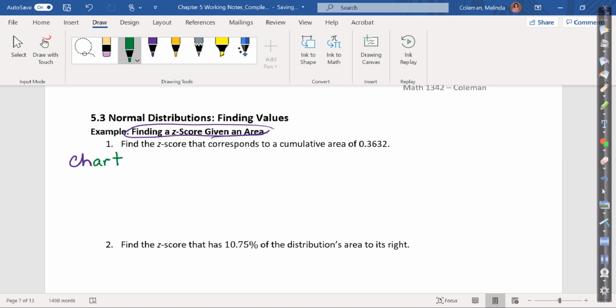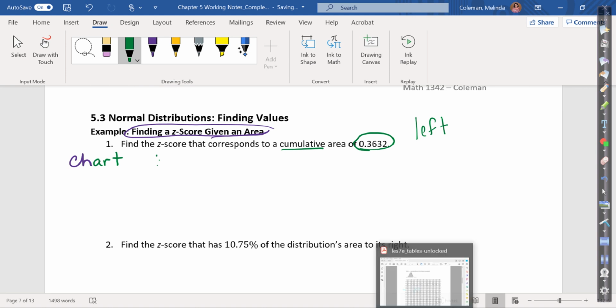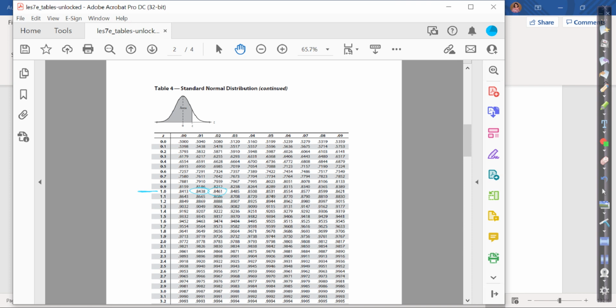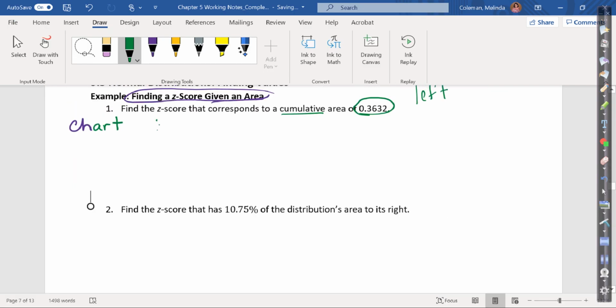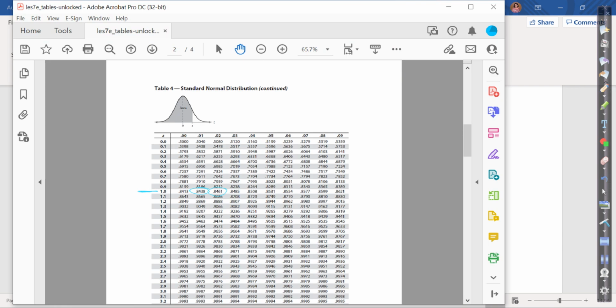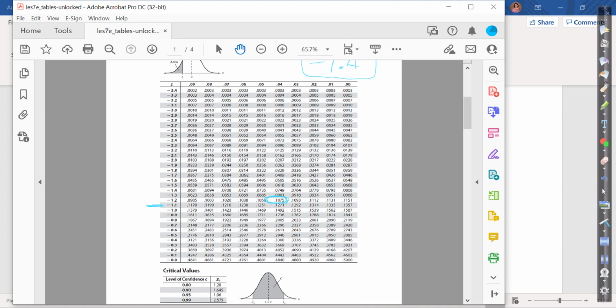All right. So the chart says that we want a cumulative area of this. So cumulative is going to mean to the left, because remember, we're always going left. So this is going to be to the left, which is good. So on my chart, if I go back to my chart, I'm looking for the value 0.3632. So on my chart, 0.36. Well, this is 0.5. So I'll go to the first one.